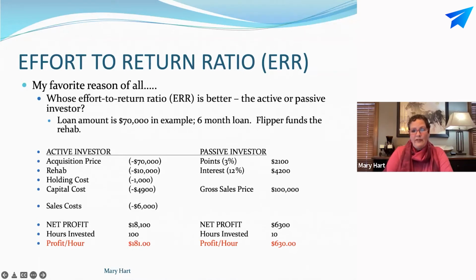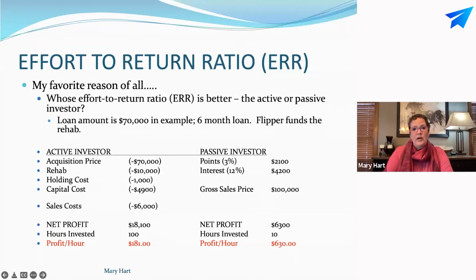So that's a net profit of $6,300, but they've probably only got about 10 hours or less in the deal. I think it's probably more like 2 hours, but let's be conservative and say it's 10 hours. Their profit is $630 an hour versus the flipper's $181 an hour. Now, I don't know about you, but I would rather make $630 an hour than $181 an hour.